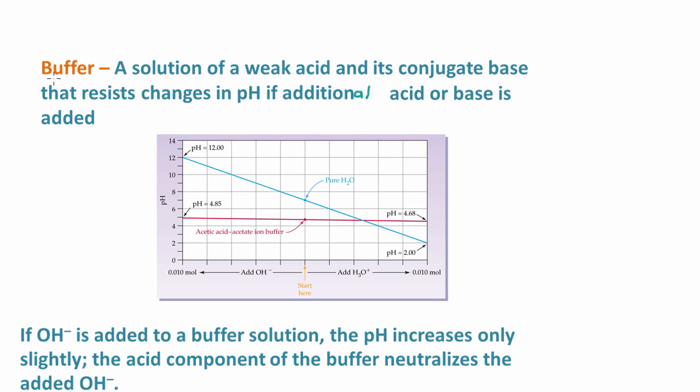So a buffer is a solution of a weak acid and its conjugate base that will resist pH changes if additional amounts of acid or base are added. So it'll maintain the pH within a small range if acid or base is added.